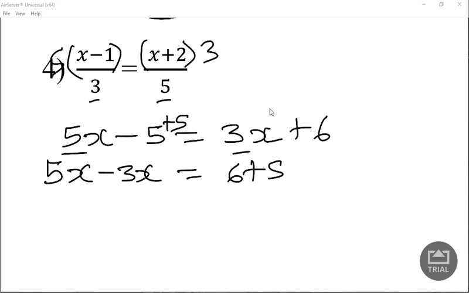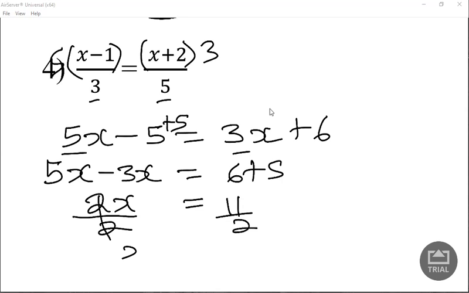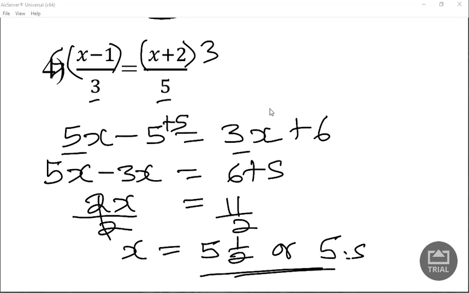So we divide by 2. So our answer would be 11 divided by 2, which is 5.5. Or if you prefer decimal, 5.5. So either way, this would be the correct answer.